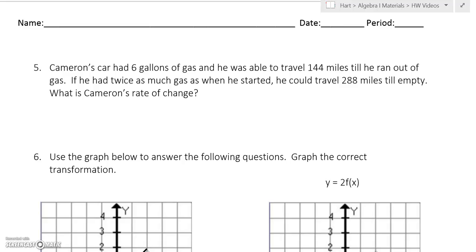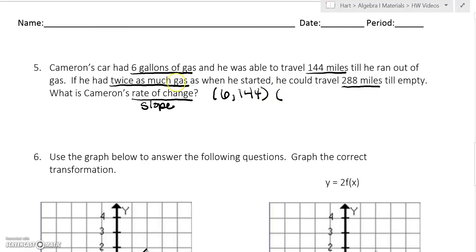Okay, the next one, Cameron's car has 6 gallons of gas and he was able to travel 144 miles till he ran out of gas. If he had twice as much gas, he could travel 288 miles till empty. What is Cameron's rate of change? So rate of change means slope. So we have 4 numbers and we can write coordinates from them. 6 goes with 144 and twice as much would mean 12 gallons goes with 288.